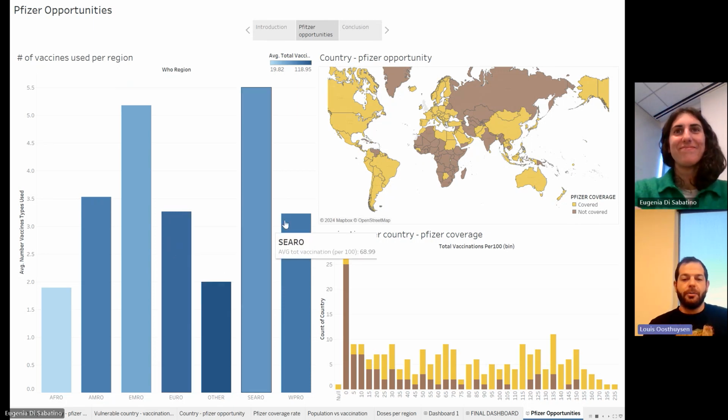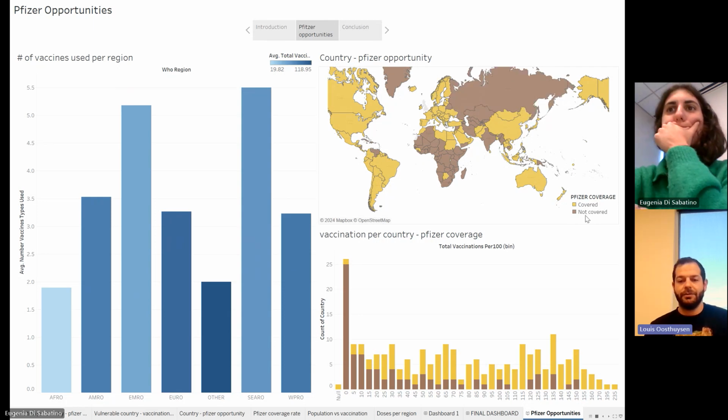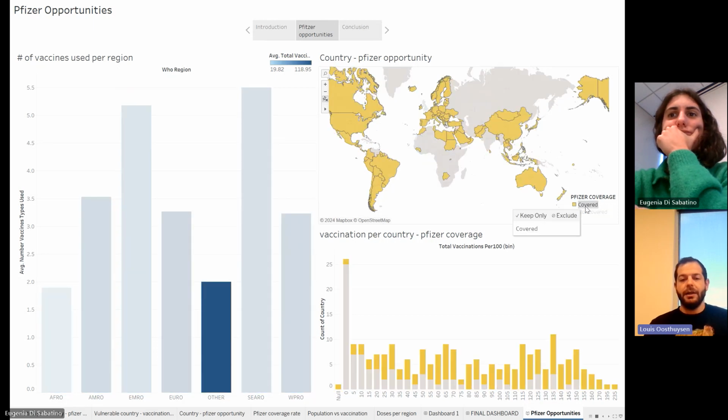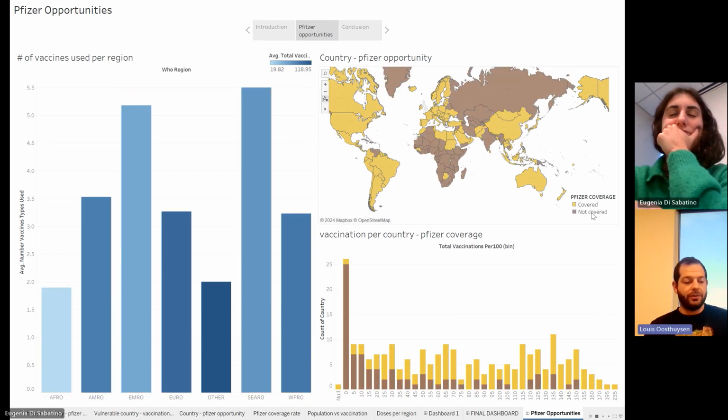Mapping Pfizer's global presence revealed that the company is absent in 86 countries, with 42 of them located in Africa. This underscores Africa's potential as a key market for Pfizer's expansion efforts. Furthermore, analyzing vaccination rates per country showed that Pfizer is more prevalent in countries with higher vaccination rates. This suggests that prioritizing expansion in countries with lower vaccination rates could yield significant financial and social impact gains for Pfizer.